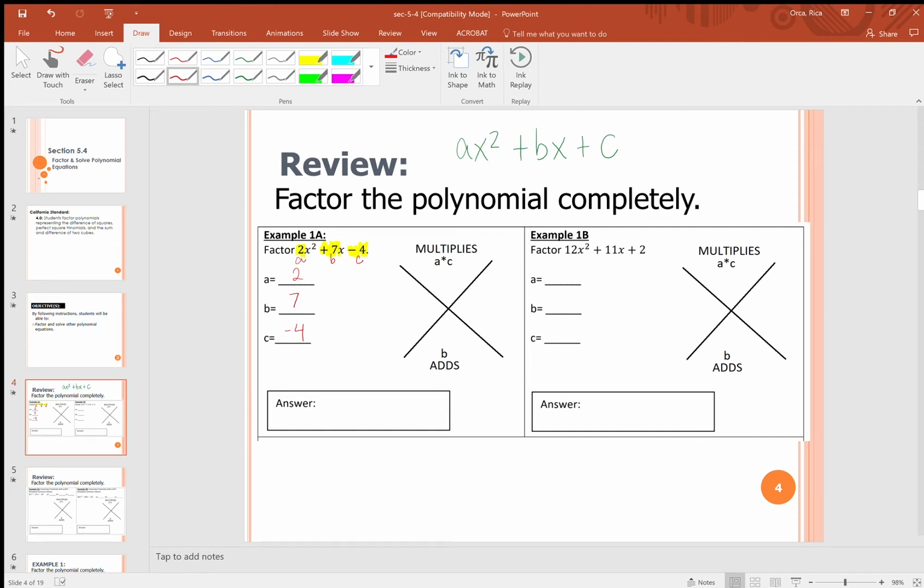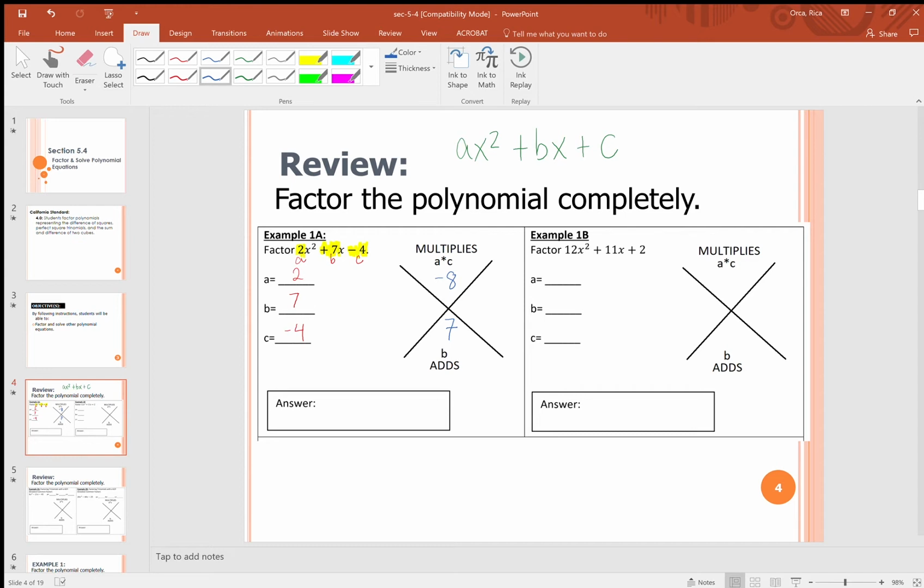On the next step, we want to create an x. We want to multiply our a and c values. So 2 times negative 4 is negative 8. And at the bottom of our x, we want to write down our b value, which is 7.